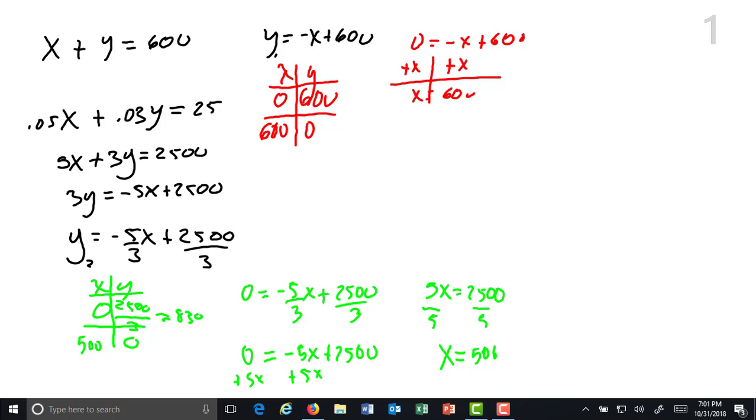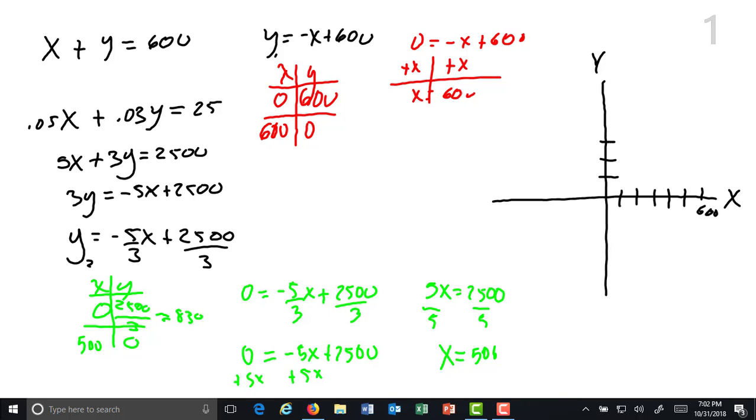Now we can graph it. And like capital X and capital Y. And the first one is 600, right? So I go 10, 20, 30, 40, 50, 60. So when y is 0, x is 600. And when x is 0, y is 600.